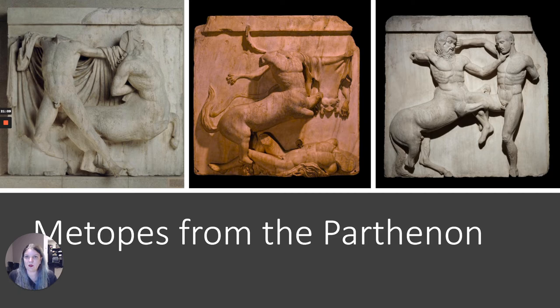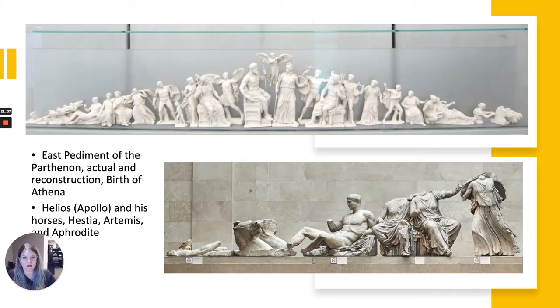So here are some from the section that is dealing with the Centauromachy, which is the defeat of the centaurs. So we can see here we have an Athenian man defeating a centaur in the first. In the middle, there's a centaur who's trampling an Athenian warrior. Then we have these two battling. So it's kind of all the way around. And a lot of these do still exist.